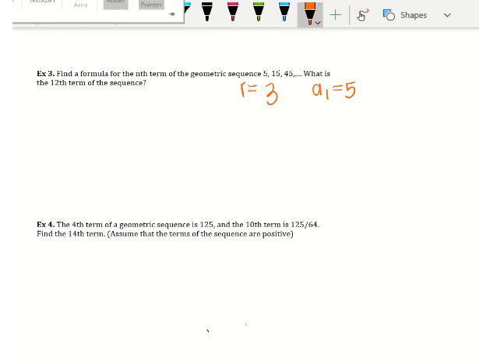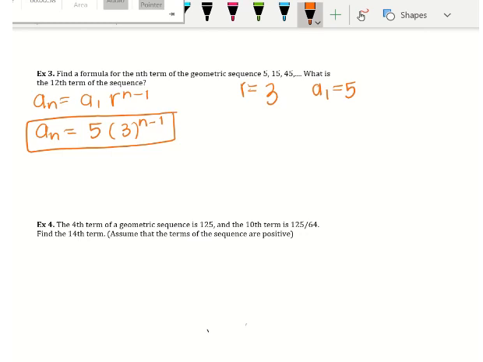So we're going to find the general formula. So A_n is equal to A1 times R^(n-1). We're going to plug in our first term, which is 5, and then 3^(n-1). So this would be the general formula. Then let's find the 12th term, which is plugging in 12. Okay, and then you're going to use a calculator for this. So if you plug this into the calculator, you're going to get this number.